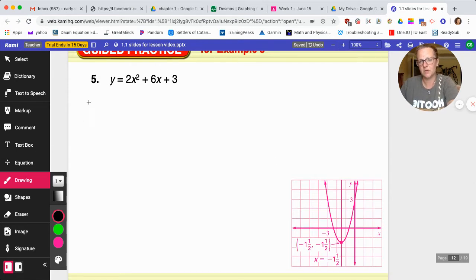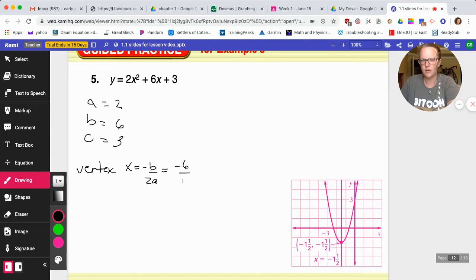All right, you guys should be able to do this one on your own. I don't know how to pause it though. 2, 6, 3. So our vertex, we can find our x value first. Negative b over 2a. Negative 6 over 2 times 2. So negative 6 fourths, or simplify that, negative 3 halves. Let's not do that. So that kind of stinks.